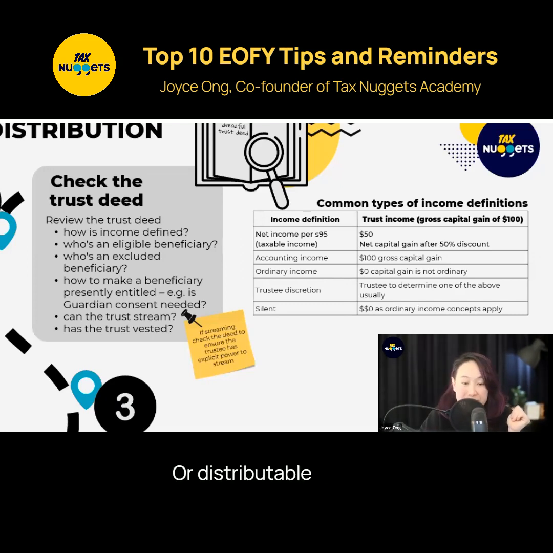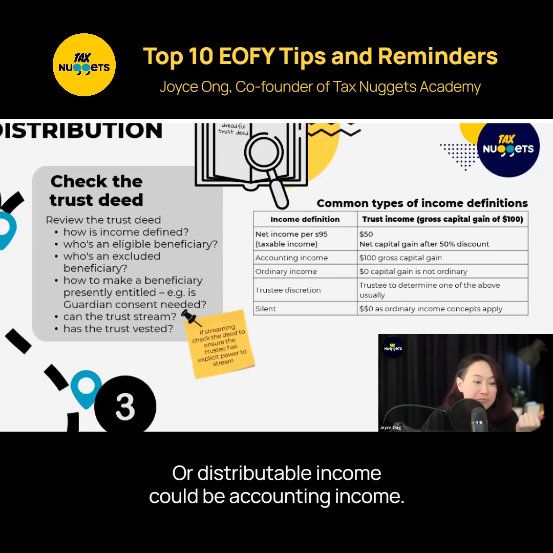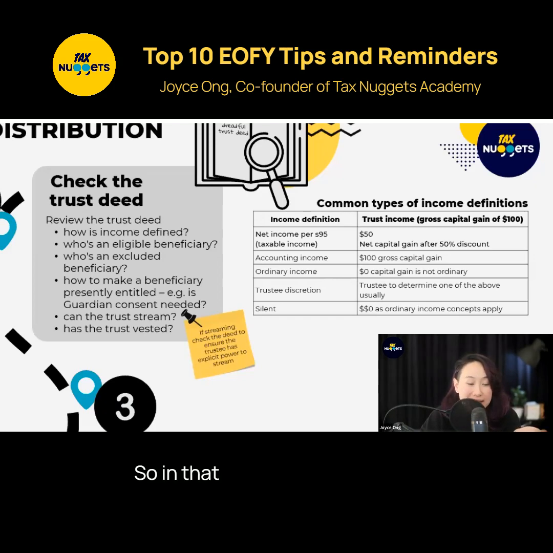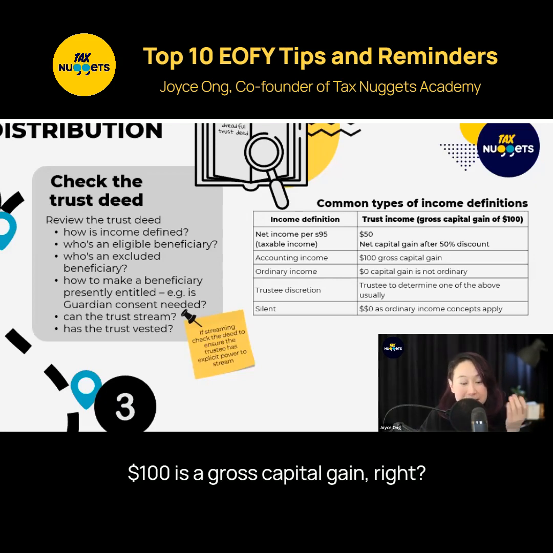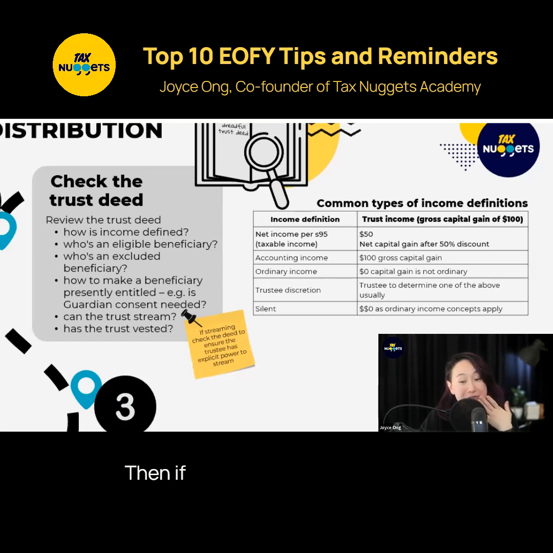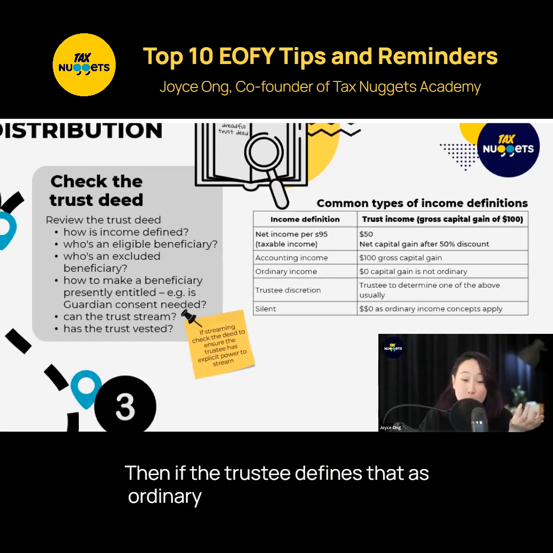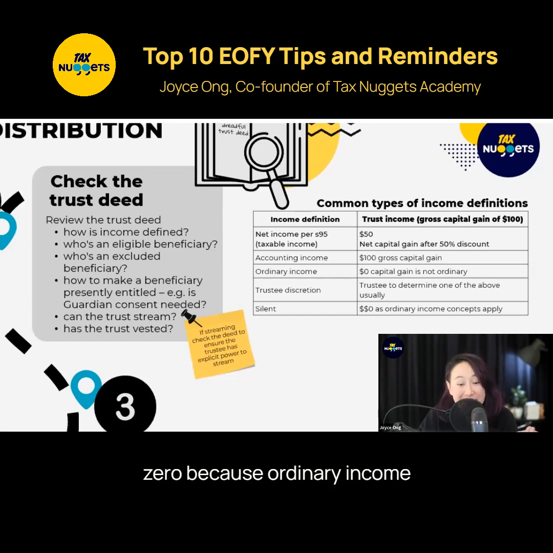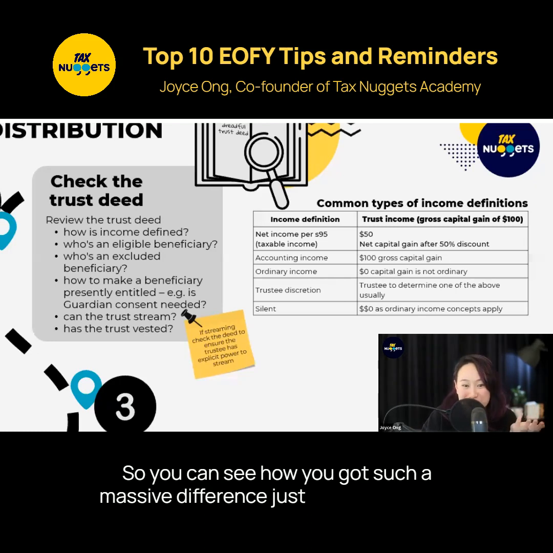Or, distributable income could be accounting income. So in that example, it's the $100. And let's say that whole $100 is a gross capital gain, right? Then if the trustee defines that as ordinary income, it's actually zero, because ordinary income does not include capital gain. So you can see how you get such a massive difference just from that.